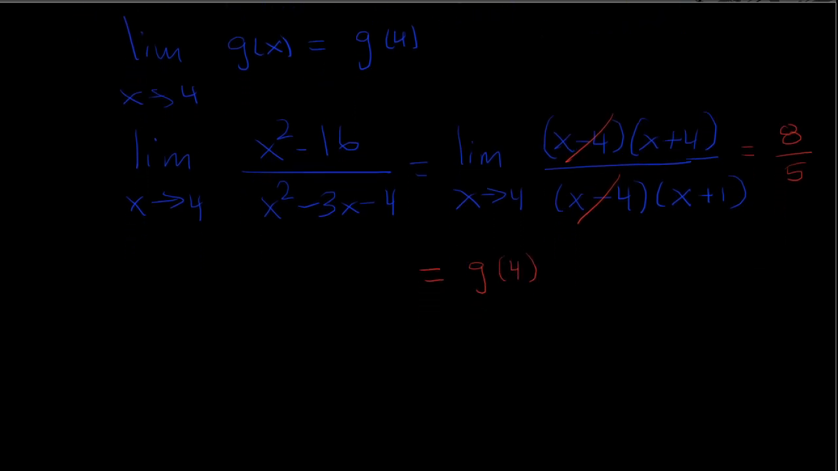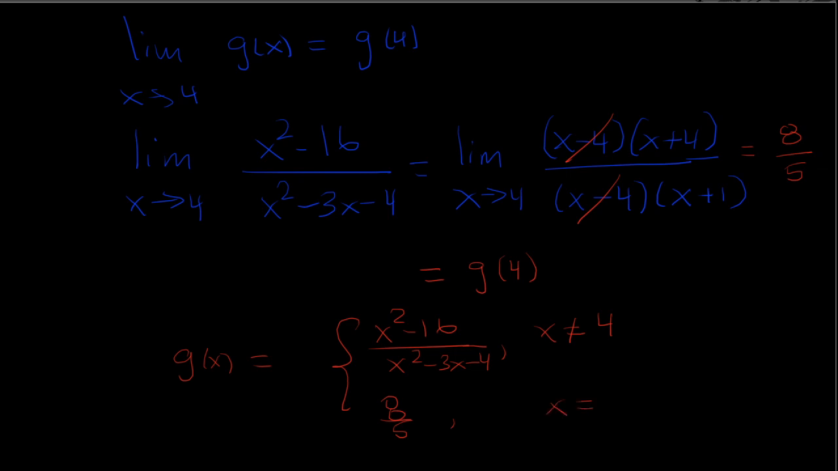So we're going to define g of x to be x squared minus 16 over x squared minus 3x minus 4 whenever x is not equal to 4, and 8/5 when x is equal to 4. And this function now is going to be continuous at x equals 4. Okay. Next, we're going to be looking at finding values to make the piecewise function continuous.